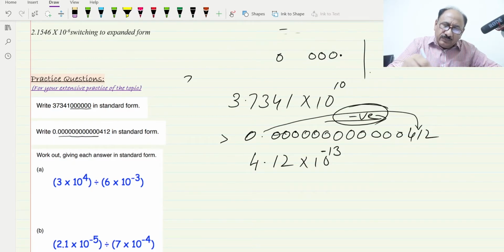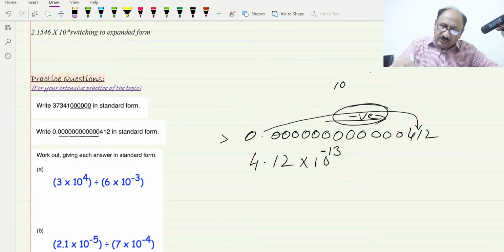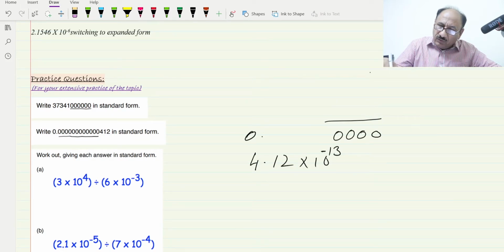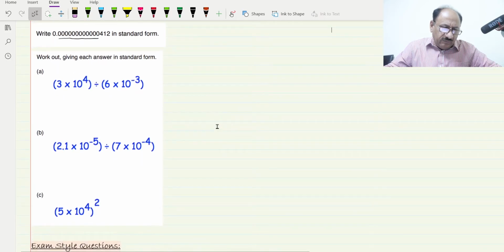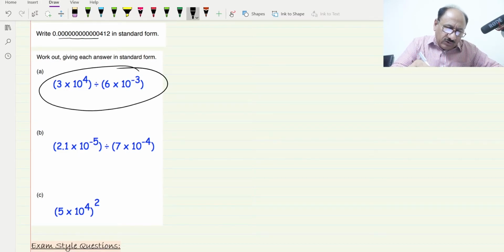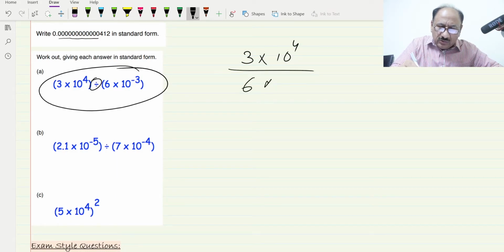We are done with these practice questions. There are more tricky questions from which we have taken over here, and work out giving each answer in standard form. The easiest way to solve this type of question is to write 3 into 10 raised to the power 4 and a division sign, 6 into 10 raised to the power minus 3. Normally we have to show working and we have to solve it without the use of a calculator. So we will solve this separately.